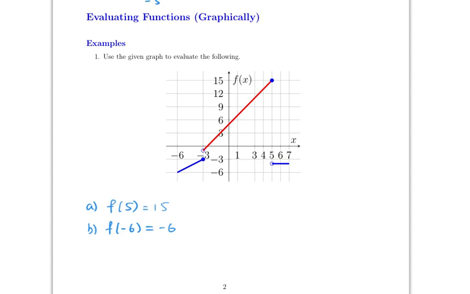Okay? If you do like f of 4, that one is a little more tricky, but let's see. Let's say you have f of 4. 4 is right here. It goes down to here. So what value do you think that is? 13.